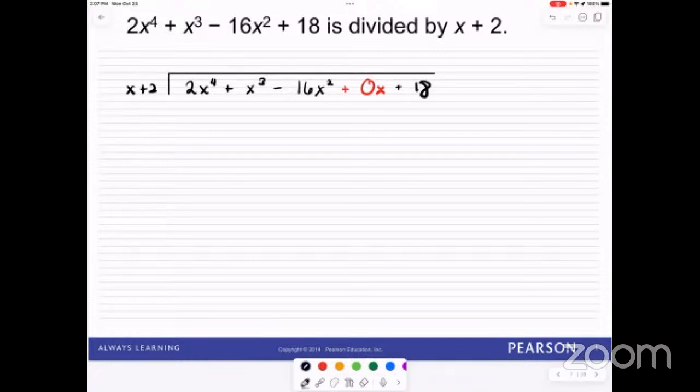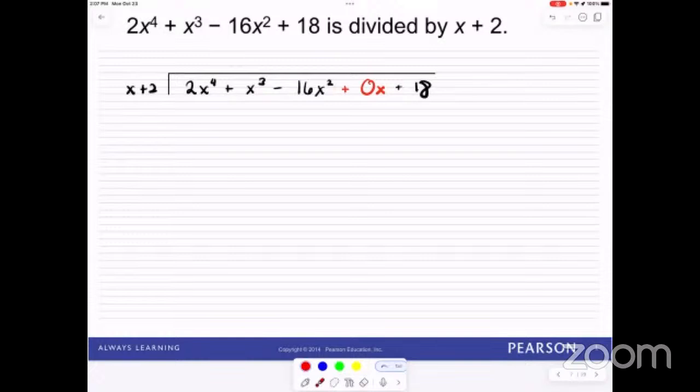So again, notice we have power of 4, power of 3, power of 2. We use a placeholder for the power of 1 and then power of 0, so every power is accounted for. This is how we set up the structure. The dividend is the 2x to the 4 expression, and our divisor is x plus 2.